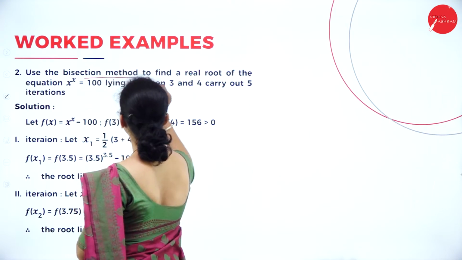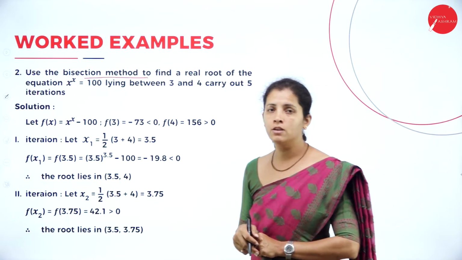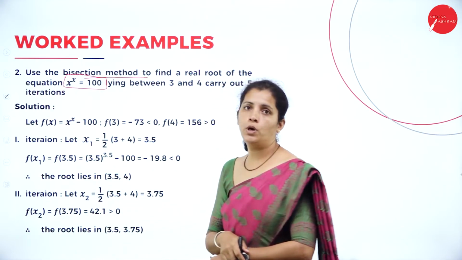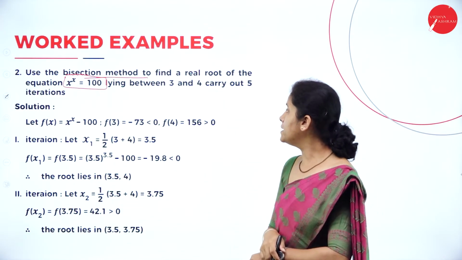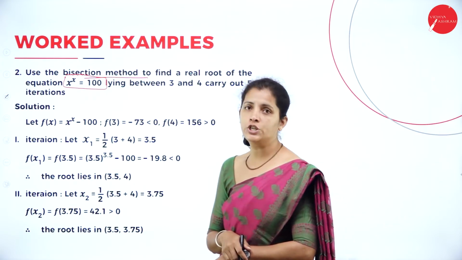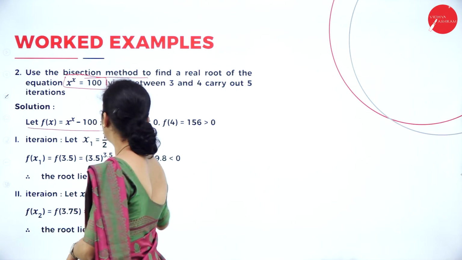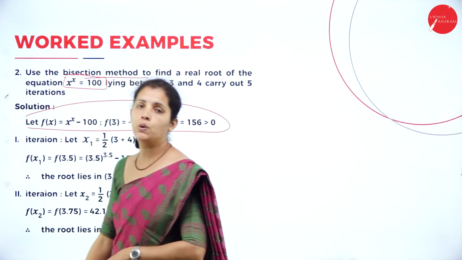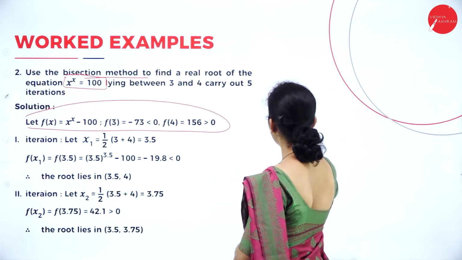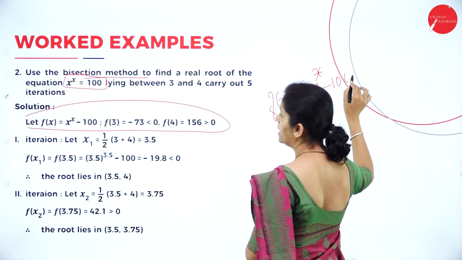Now, I'm going to have my second worked example, that is use the bisection method to find a real root of the equation. So what is the equation? I have x to the power x equal to 100 lying between 3 and 4. Carry out 5 iteration. Now, what I want to do, I want to write the equation in the form of f of x. So, when I write f of x, then it will become x to the power x minus 100.